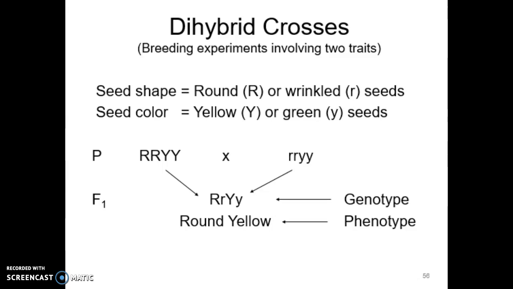The seed shape is either round or wrinkled, represented by the letter capital R or small r, representing dominant or recessive, respectively. The seed color is yellow or green, represented by capital Y and small y, respectively. So in the parental generation, this is what the genotype appears when you cross it. What do you expect the F1 generation to be? Think about this, genotype and phenotype, and we'll continue talking about dihybrid crosses in our next video recording.